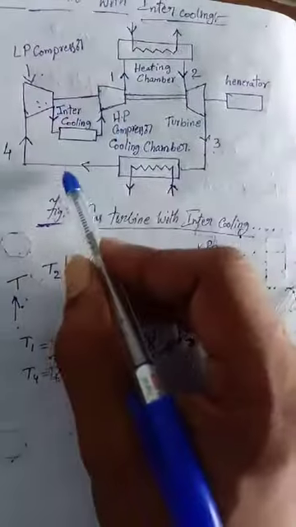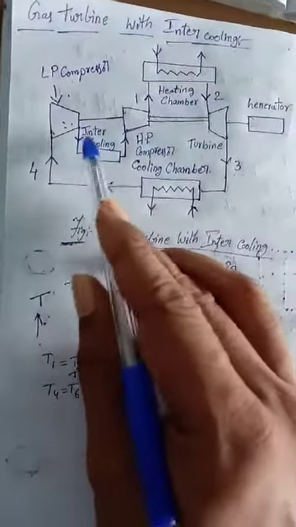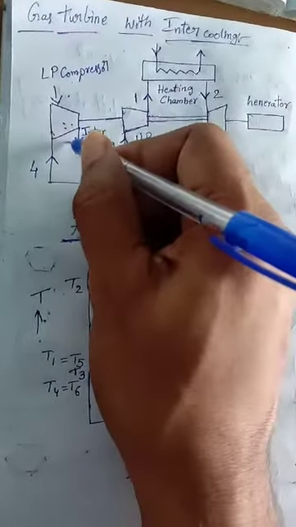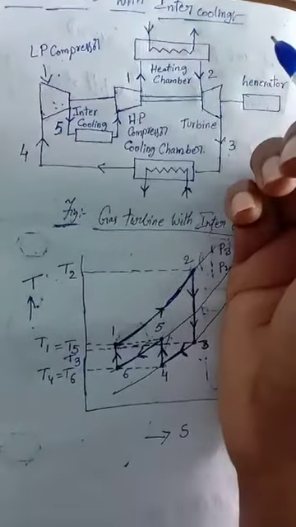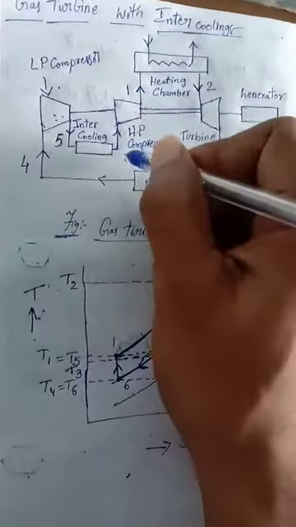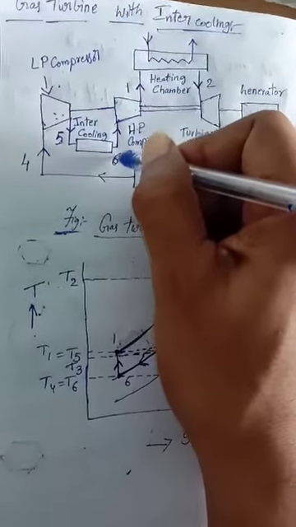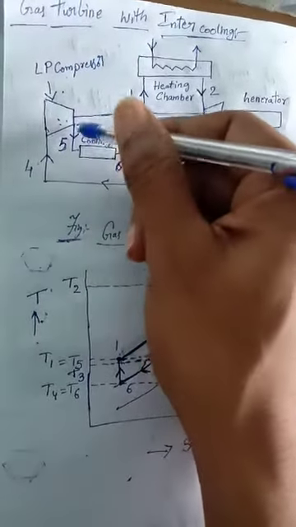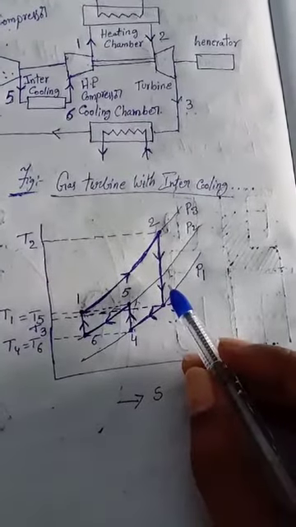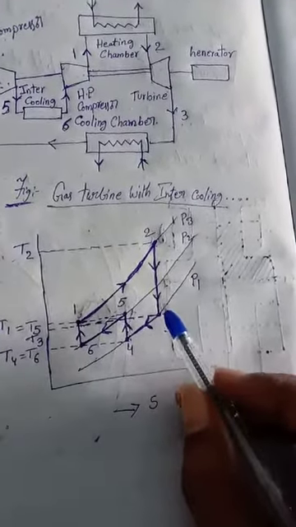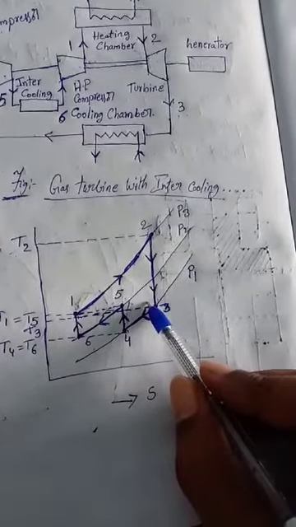And then here we see 4 to 5, then coming from 5, and then it will come to 6. So 4 to 5 is the low pressure compressor. What happened here? 4 to 5 shows compression of air in the low pressure compressor.